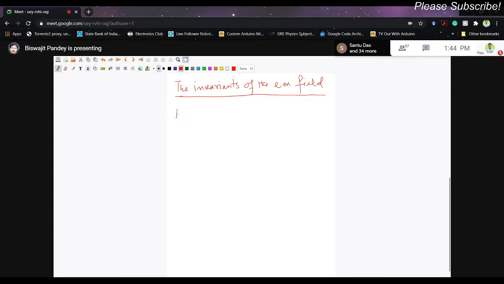So the first invariant is the dot product between the electric field and magnetic field. If we calculate, say, E prime dot B prime, we can show that this must be equal to E dot B. That is, if you take the dot product in the prime and unprime frame, these two quantities must be equal. Let us check that, because we already have a set of expressions for E prime and B prime. This will be Ex prime Bx prime, that's the x component, plus Ey prime By prime, plus Ez prime Bz prime.